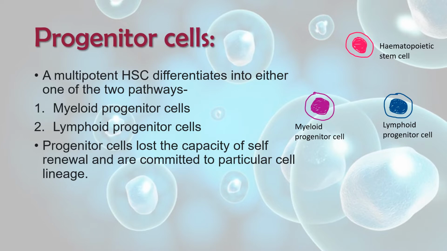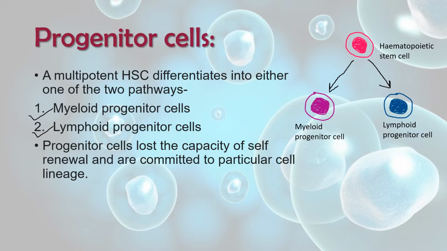Now let's learn how the hematopoietic stem cell differentiates into a particular type of cell lineage. So first, the hematopoietic stem cell can be divided into two pathways. The first one is the myeloid progenitor cell and the second one is the lymphoid progenitor cell. So we can see that hematopoietic stem cells can differentiate into either one of two pathways, the myeloid progenitor cells and the lymphoid progenitor cells.